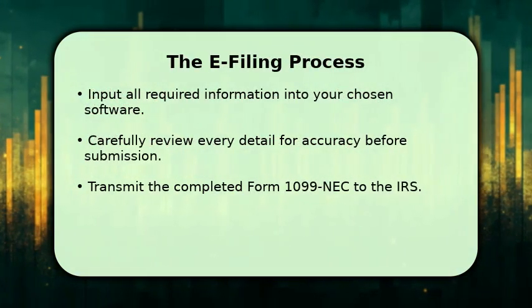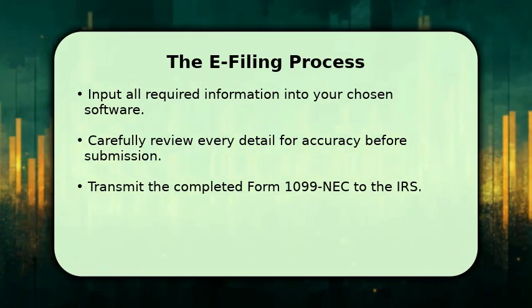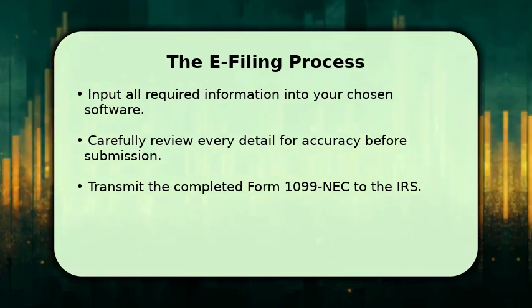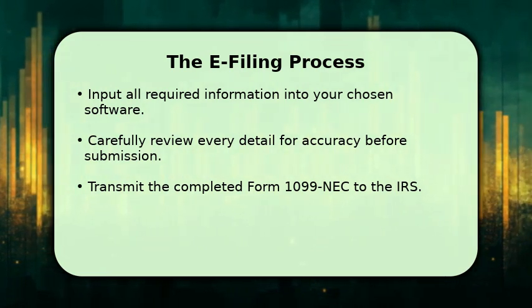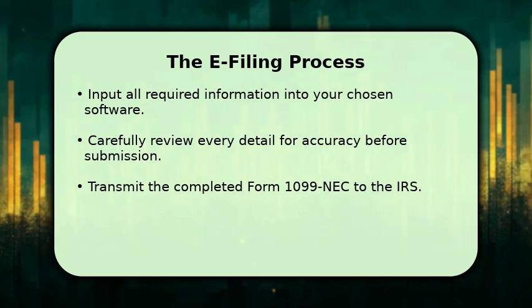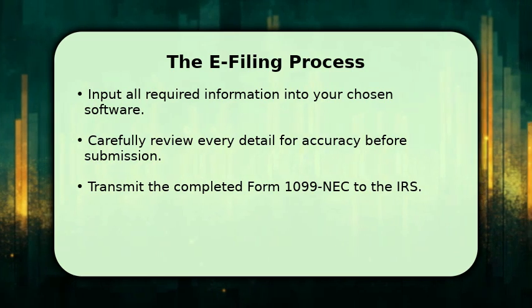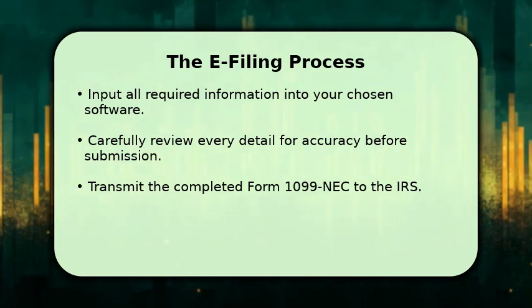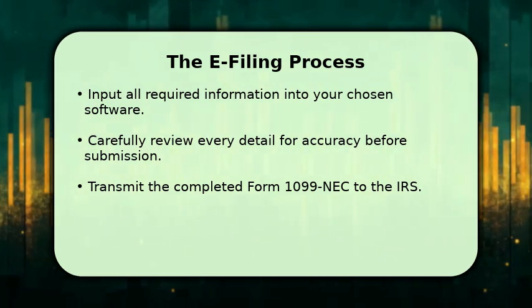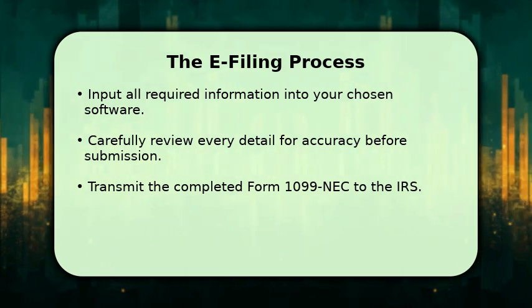Once your data is prepared and you have selected an e-file provider, you will input all the necessary information into their system. This typically involves entering payee details and compensation amounts into the designated fields. Take your time to meticulously review every piece of data for any errors or omissions. After confirming accuracy, you can then securely transmit your completed Form 1099 NEC to the IRS.